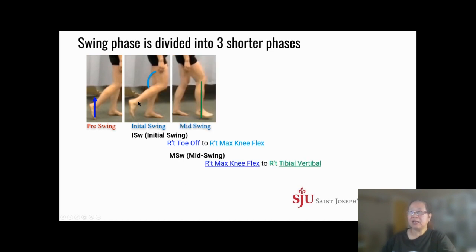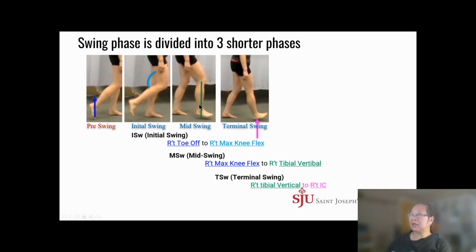And then the right leg keeps swinging forward until the right lower leg is about vertical to the ground. We call it right tibia vertical. So from the maximum knee flexion to right tibia vertical is the mid-swing. Then the leg keeps swinging forward until the right leg touches the ground. Right tibia vertical to right initial contact is the period for terminal swing.